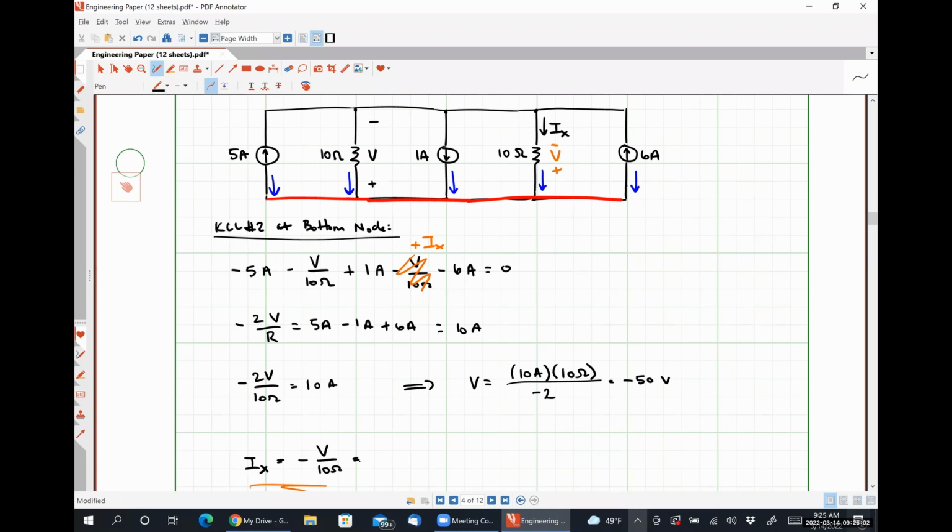So from this, we get Ix to be negative 50 volts divided by 10 ohms, which comes out to be 5.